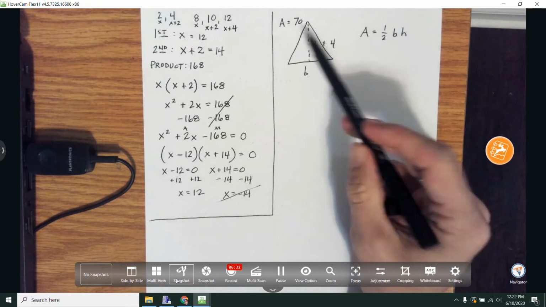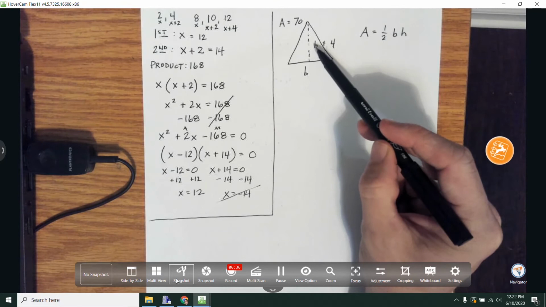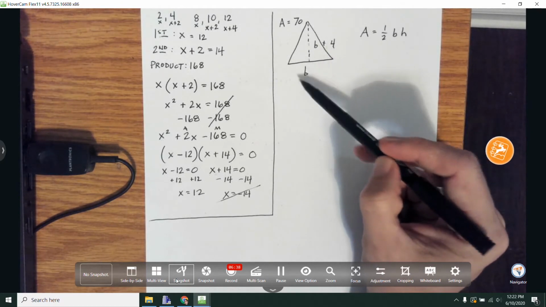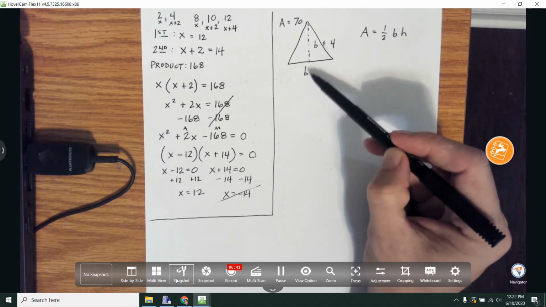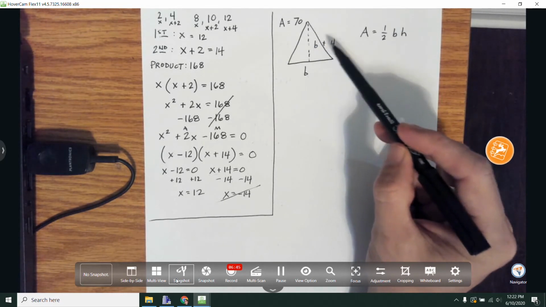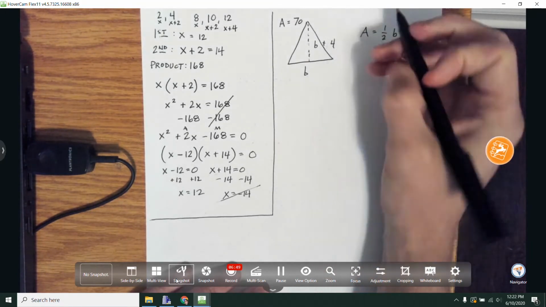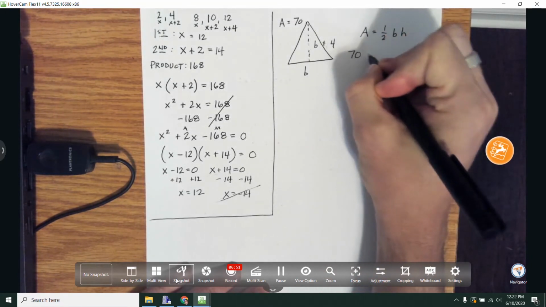And we have everything represented here. It actually said that our height is 4 more than the base. So base becomes our variable that we're using. And so our height becomes this expression. It's the base plus 4 more. So we're going to replace all our things here and here. So our area is 70. We got half.